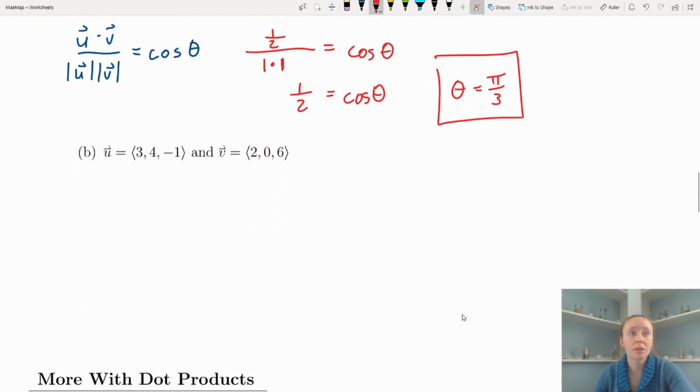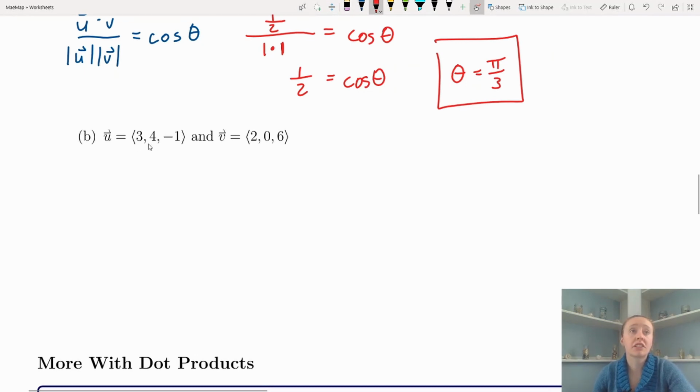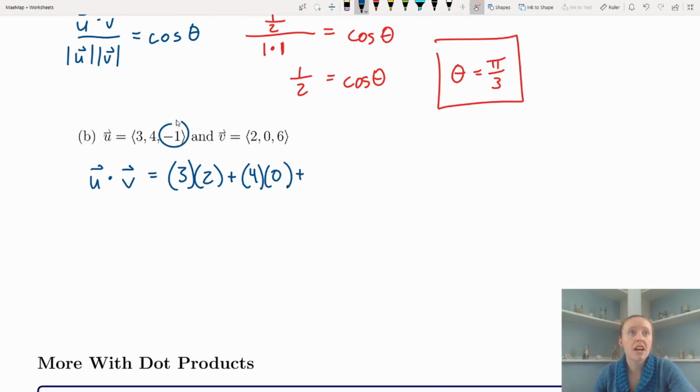Now let's go ahead and jump into B. In B, we have the vector 3, 4, -1, and 2, 0, 6. So we're going to be dotting u and v. And this time we're in 3 dimensions because we have 3 components in those vectors. So we'll do 3 times 2 plus 4 times 0 plus -1 times 6. So this is going to be 6 plus 0 minus 6, which equals 0.